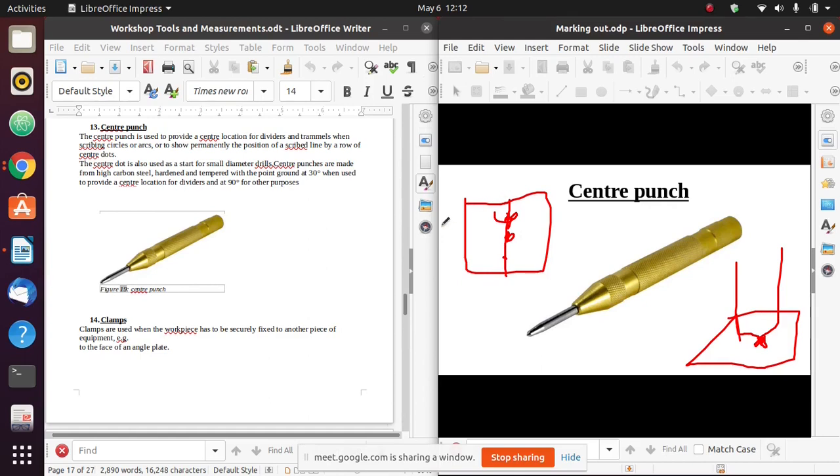Depending on the type of angle, the included angle, we can have other types of punches. We have the dot punch. A dot punch is a smaller center punch. They're usually made from steel, hardened steel.